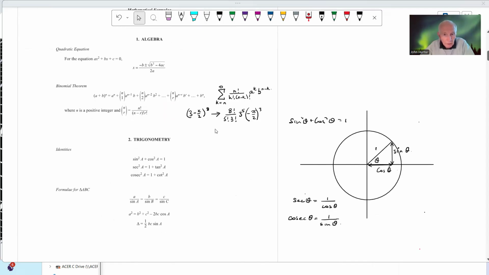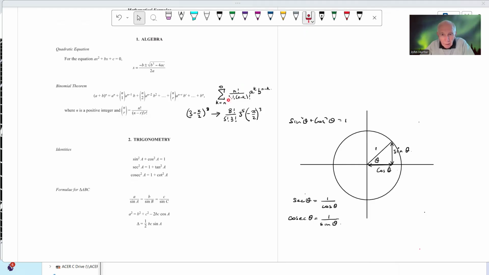There's just a couple of things in this sort of formula page that I think might be useful. The binomial theorem, first of all. So we've got the expansion of the binomial here. Now that's all well and good. I actually like to remember it in this form here.